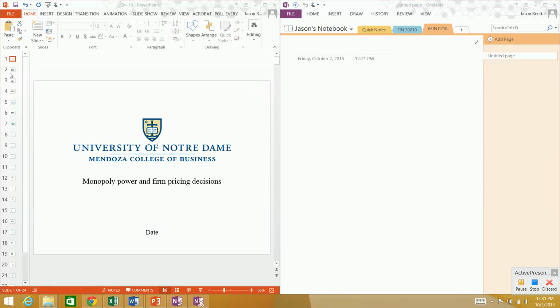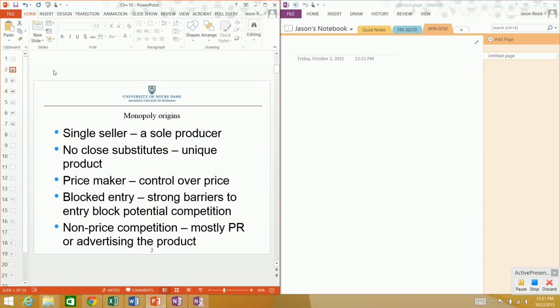If we follow along in the slides here, we want to first explore the origins of a monopoly, and this is something that we've discussed previously in class. When we talk about a monopoly, we say that this is a pure monopoly in the sense that there's only one producer of this good, with essentially no close substitutes being produced by almost any other firm. And I think those are really important for us to understand.